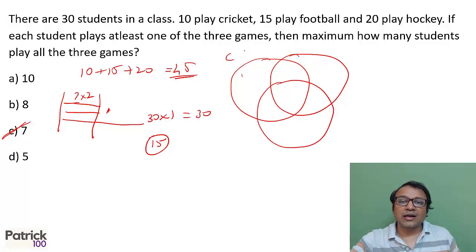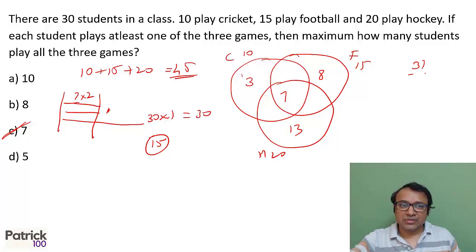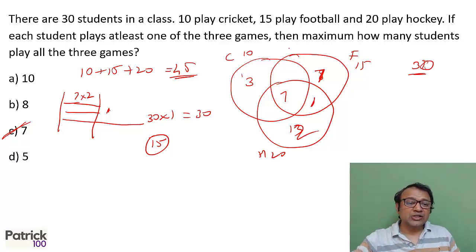So if you have cricket 10, football 15 and hockey 20, substitute the options and check. If I put 7, for example, playing all the 3 games, then only cricket could be 3, only football could be 8 and only hockey could be 13. Add it up, you see 31 satisfies. Somewhere one person can play 2 games, and then this will be 7 and 12. So 30 satisfies. With anything else like 8 or 10, you will not get 30.